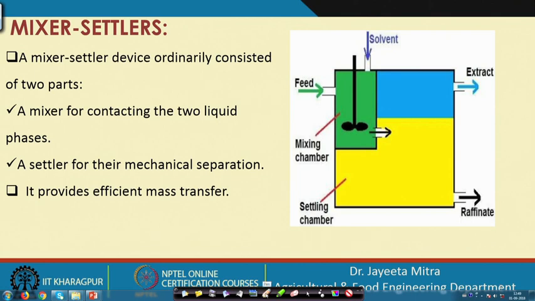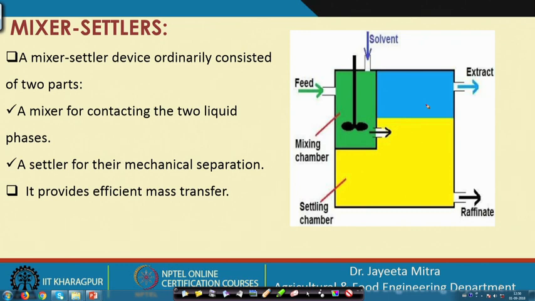So, what we can see here is that the solvent and the feed enter into a mixing chamber. Okay. So, proper mixing will take place and then it is settled in another chamber which is called the settling chamber. In the settling chamber, the raffinate, which is supposed to be the heavier one, will come down and the extract, the lighter one, will float.